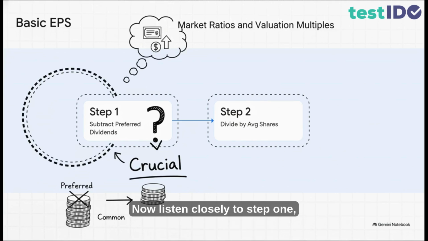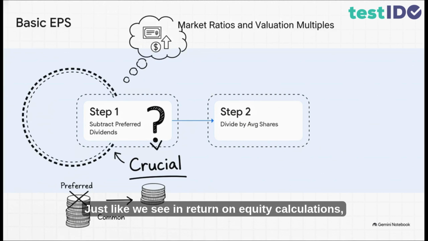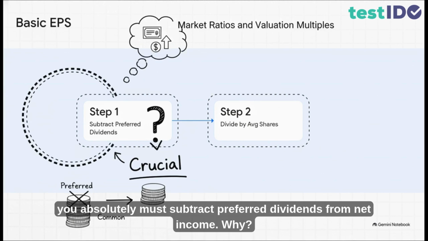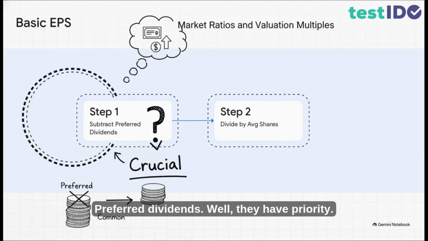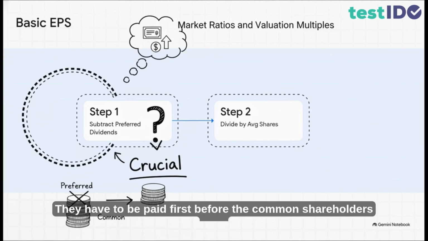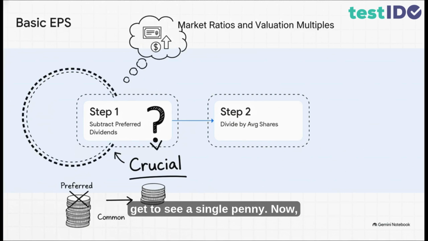Now listen closely to step 1, because this is crucial CMA trap number 1. Just like we see in return on equity calculations, you absolutely must subtract preferred dividends from net income. Why? Because EPS measures earnings available only to common shareholders. Preferred dividends, well, they have priority. They have to be paid first before the common shareholders ever get to see a single penny.